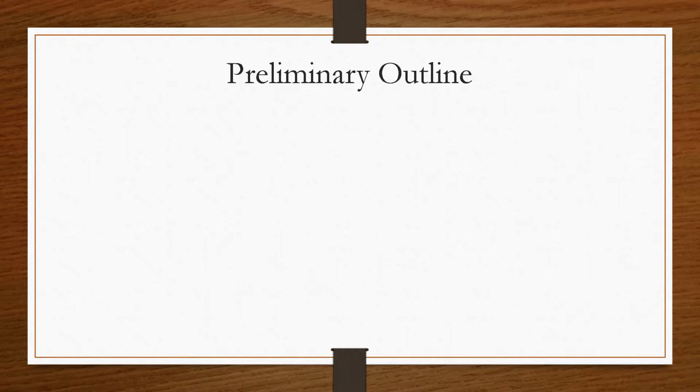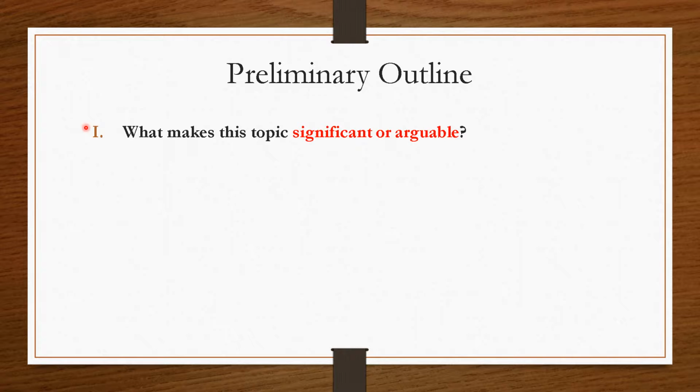Now, what you're going to do is you're going to use what is called a preliminary outline. And I would have these questions right beside you as you go through each one of your sources. The first one is, what makes this topic significant or arguable. So when you are looking at your first source, is there anything written there that says, you know what, this is why this topic is important, this is why it's significant, this is what makes it a debatable or arguable topic. Then you'll create a note card from that one.